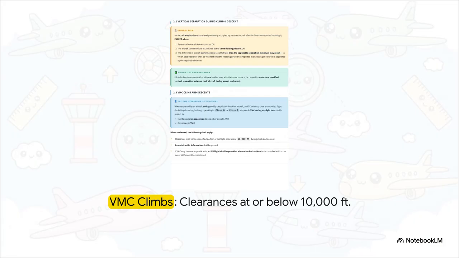Moving on to a very specific application, VMC climbs and descents. Under certain conditions, an ATC unit might clear a controlled flight to maintain its own separation. You'll notice the green coding there, indicating standard operating procedures. The conditions for this are super strict. It must be requested by the aircraft, it's got to be agreed to by the other pilot, you have to be operating in Class D or E airspace, and critically, it must be during daylight hours, no exceptions. Furthermore, this clearance is strictly limited to at or below 10,000 feet. Since you are taking full responsibility for the separation, you absolutely must maintain visual meteorological conditions.